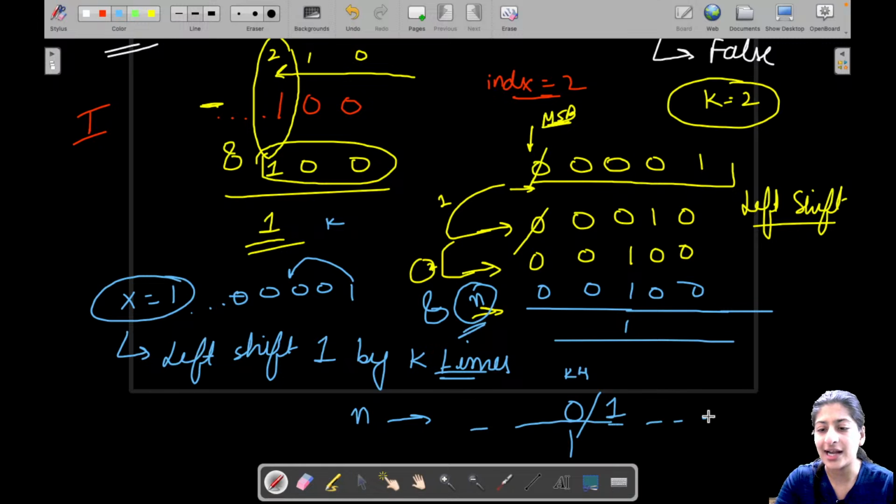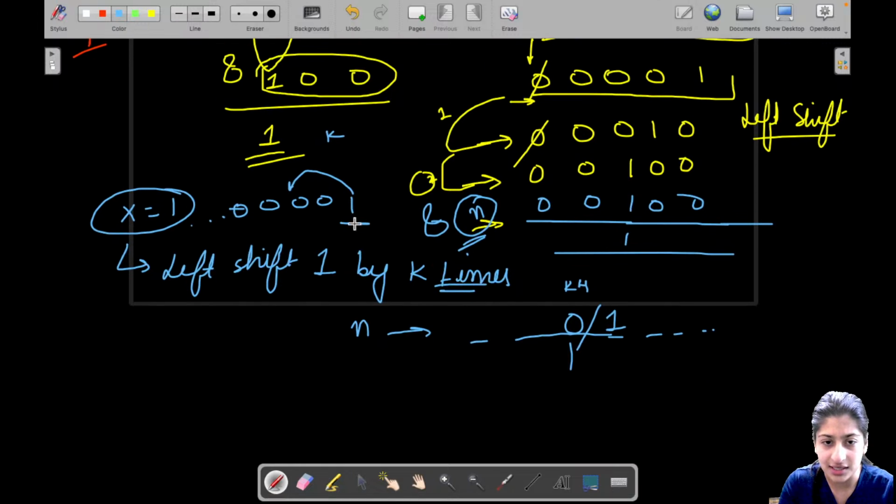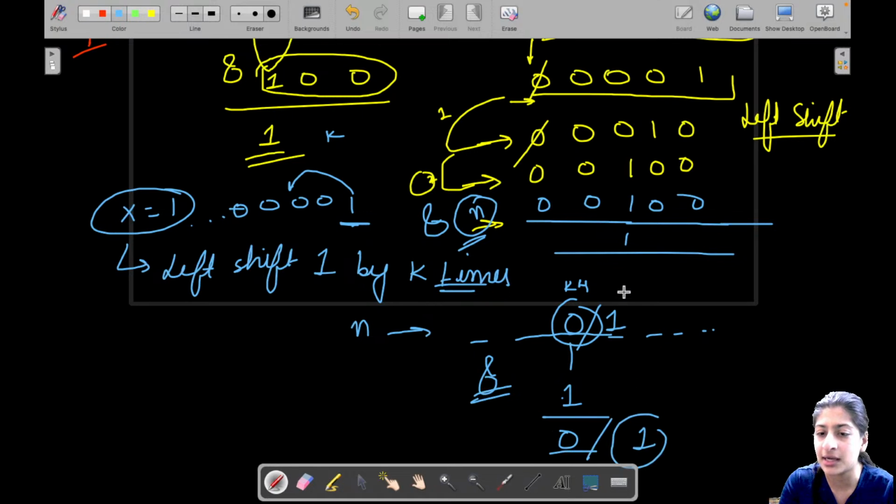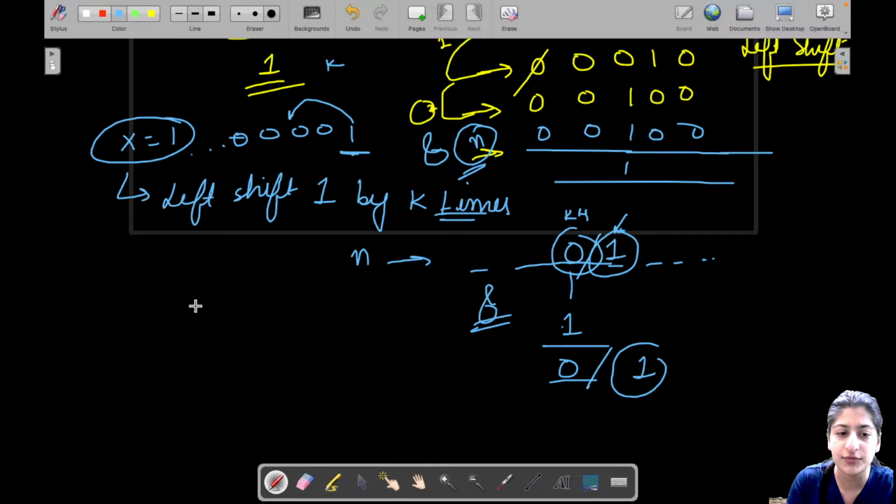So I am trying to create a number such that at kth index I have 1 always, so that whenever I do bitwise AND of this 1, if I get a 0, that will clearly mean that my number at kth index contains a 0. And if I get a 1, that will clearly tell me that my number at kth index has 1, right? So this is my intuition. So what I am doing, I am just left shifting my number 1. How many times? K times.